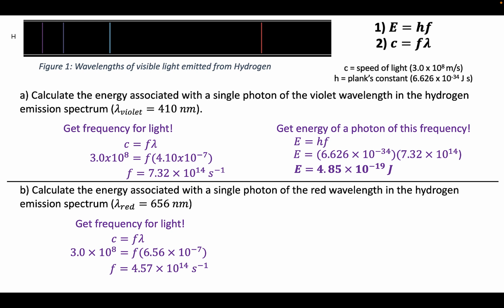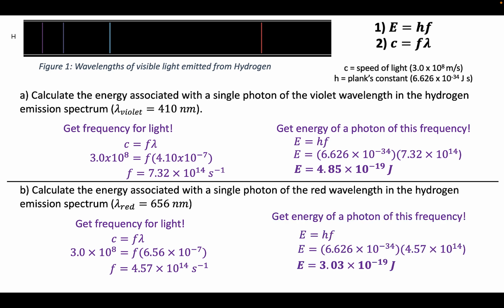And so we get the frequency for the red light, which we note is a little smaller than the frequency for the violet. Violet has a shorter wavelength, therefore a larger frequency. Red has a longer wavelength, therefore a smaller frequency. And we get the energy for the photon, and we see that the red has slightly less energy.